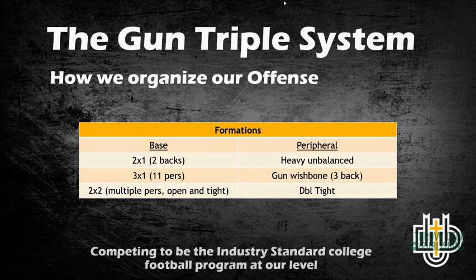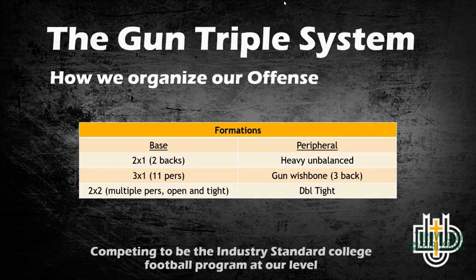A 3-by-1 formation, usually out of 11 personnel, not always, but this would be a trips, and we could either be trips open or our third receiver could be in the core in a running back alignment or in a tight end alignment or a sniffer alignment. And then 2-by-2, so this would be multiple personnels, but we could be open box, or we could be tight. But either way, there's two eligible receivers on both sides of the quarterback.